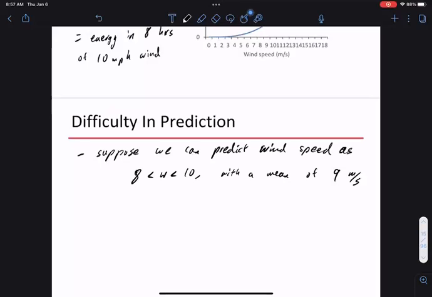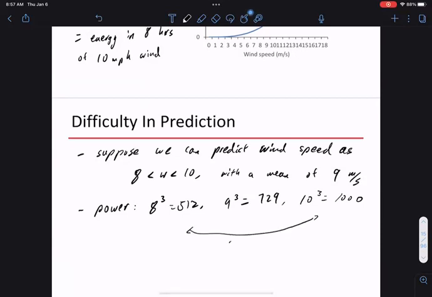Then what is the error in the power prediction? Let's say you got speed pretty close. 9 compared to 8 compared to 10 is not so different. Walking, you may not feel the difference. Now let's look at power. 8 cubed, so we're cubing the speed, is 512. 9 cubed is 729. 10 cubed is 1,000. So if you get speed within 10%, look at the power difference. This is a very large gap.